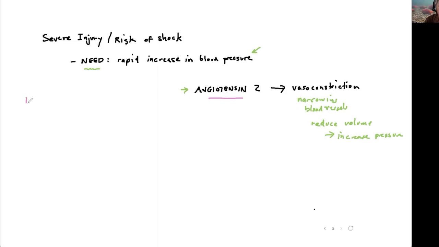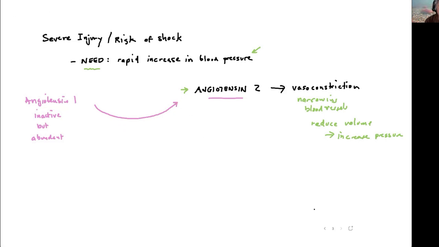Because if we store the inactive version, angiotensin 1, okay, inactive, but abundant, as like a stored source of angiotensin 2, then if we need to have a vasoconstriction because we're losing blood pressure quickly, all we need to do is to convert the angiotensin 1 into the angiotensin 2, right?